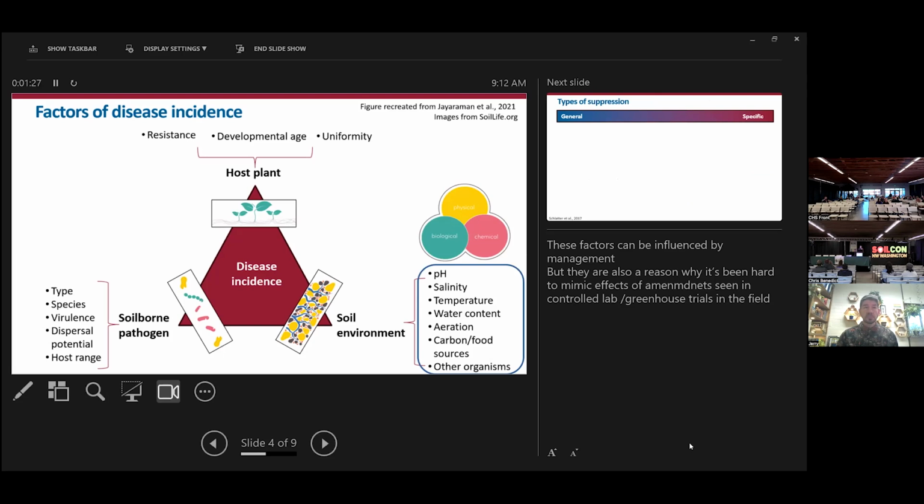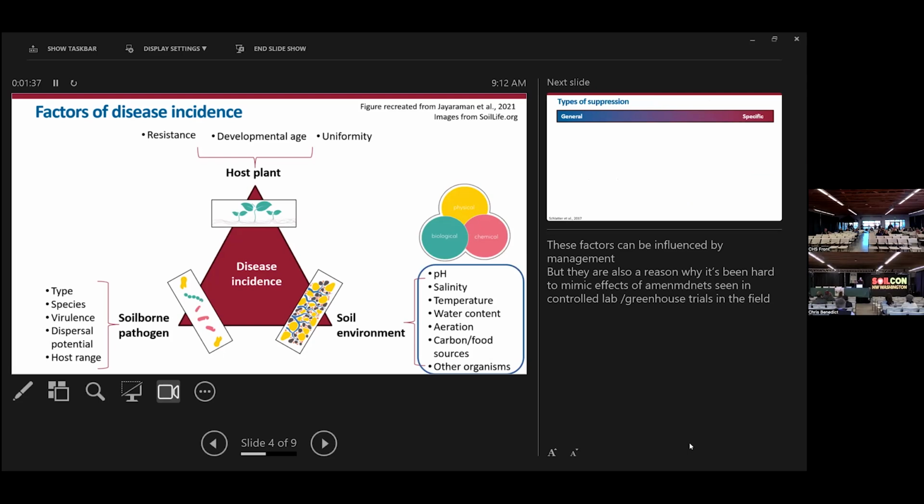the field. So it's one reason, all of these factors influencing disease incidence is a big reason why sometimes in studies that are done in the lab or the greenhouse in very controlled settings, we might see impacts of disease suppression that we don't see in the field where these factors might be more dynamic or harder to control.